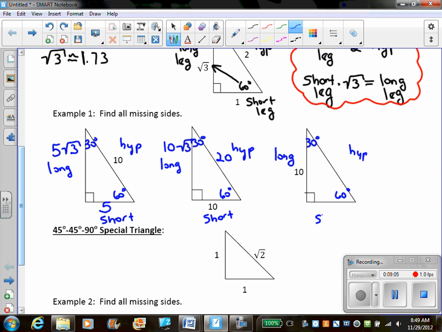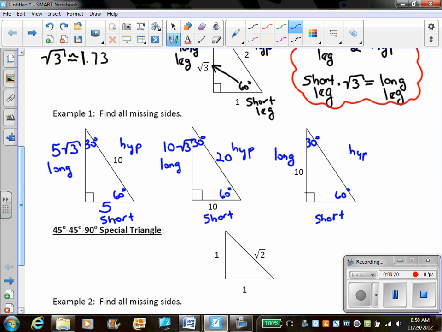This is the short leg down here. And again, my hint to you is you need to get to your short leg. You need your short leg's length before you find your hypotenuse in this case. So typically you'd go short leg times square root of 3 to get your long leg, but in this case we're going to reverse that.